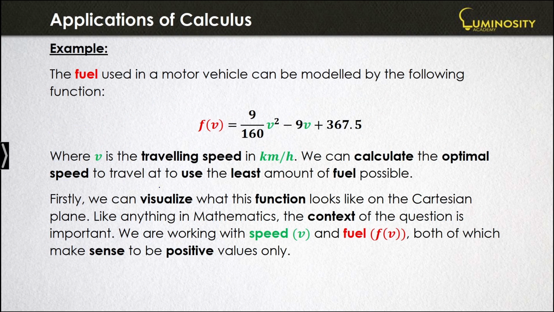The fuel used in a motor vehicle can be modeled by the following function. Okay, so f of v is 9/160 times v squared minus 9v plus 367.5, where v is given as the traveling speed in kilometers per hour. So f of v is the fuel that is consumed by the vehicle when you are driving at v kilometers per hour. We can calculate the optimal speed to travel to use the least amount of fuel possible.